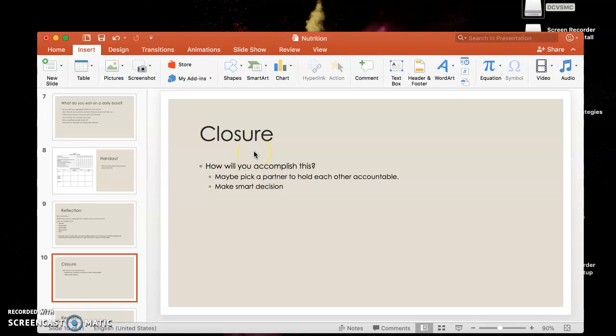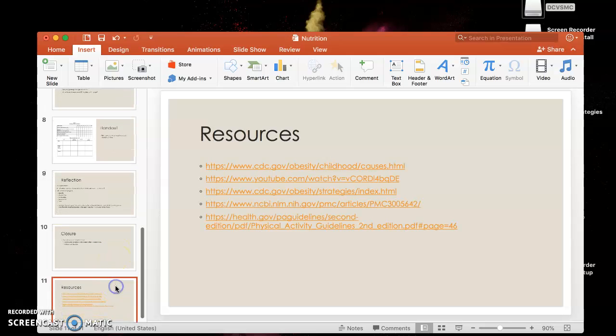And then finally, have a regrouping. If you're doing this activity in class or something, have someone do it with you. Hold each other accountable. Pick a partner. Choose the right decision. Choose the healthier food and healthier alternatives rather than just eating out and not exercising. Make the smart choices. And finally, these are just the resources that I've used, and thanks for listening.